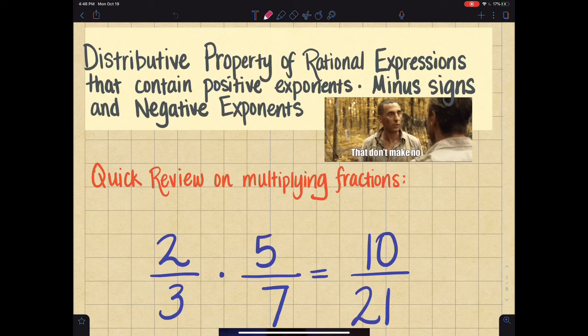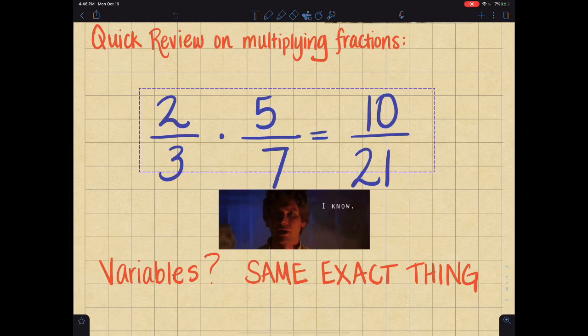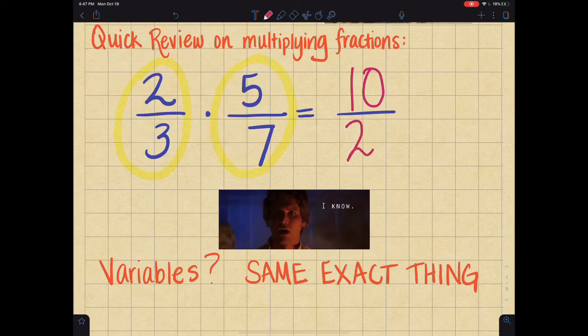So, the first thing that we're going to do as part of this lesson is a really quick review of multiplying fractions. Let me erase this for now so we can go over it. If you have a problem where you're multiplying 2/3 as a fraction times 5/7 as a fraction, that is super easy because all you do is multiply the numerators. So 2 times 5 is equal to 10. And then you multiply the denominators. 3 times 7 is 21. And so your answer is going to be 10/21.